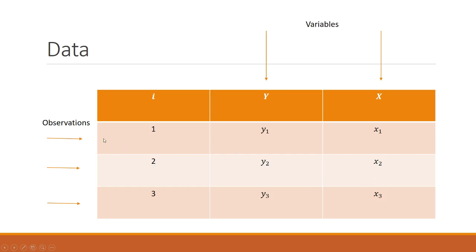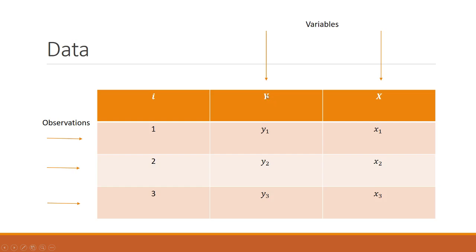Okay, so let's go through this a little more. The first row is person 1, the first person we talked to. Person 1 has an income of y1, some value of the variable income. And they have education level x1, some number of years of schooling, some value of the variable education. Same thing for person 2 and for person 3. So this is basically what data looks like.